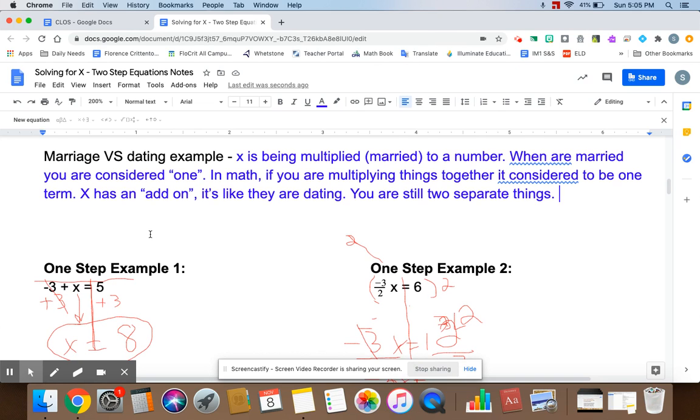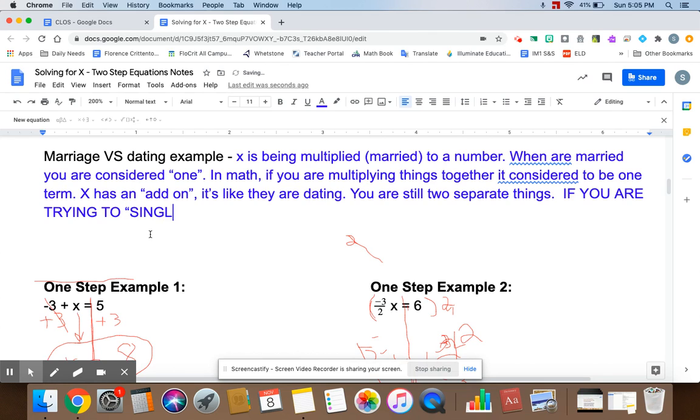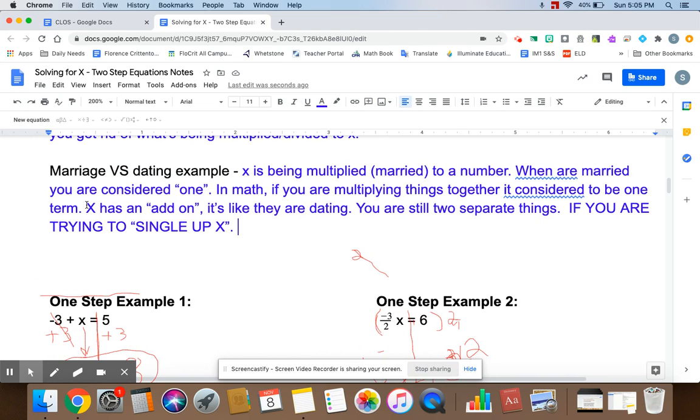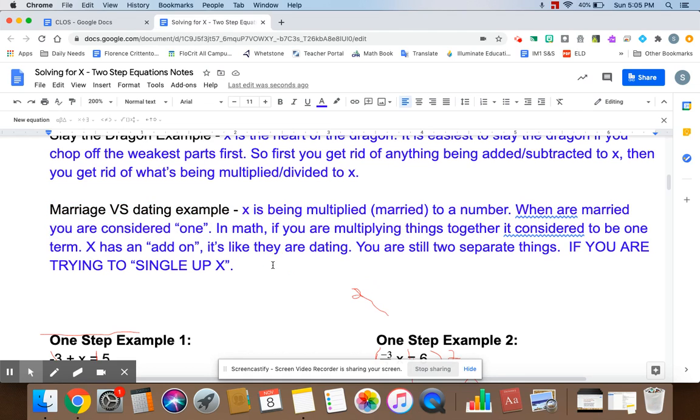So, if you are trying to single up x, meaning you want x to be single, you don't want them with anyone anymore, it's way easier to get rid of your side piece, the person you're dating on the side, than it is to get rid of the person you're being married to. So first, if we want x to be single, first we have to get rid of the side piece, then the one x is married to.